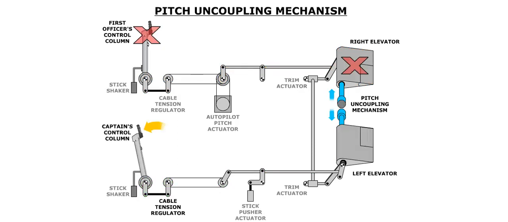The coupling mechanism allows pitch control to be recovered in the event of a jam in the system. By applying a differential force on the control columns, the pitch coupling mechanism is disengaged, and the operating control column can then control its associated elevator. Once decoupled, the mechanism can only be recoupled when the aircraft is on the ground.